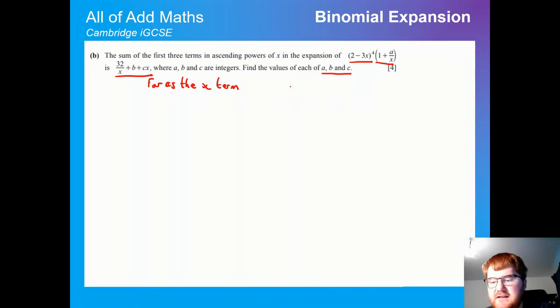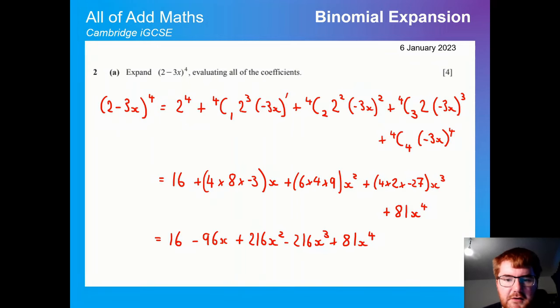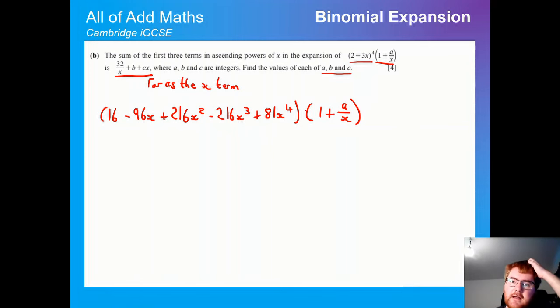So before I do anything, I'm just going to copy out what I did before. I probably don't need it all, but I'm just going to copy it out in full, just so I've got it here to work with. Minus 216x cubed plus 81x to the power of 4 times 1 plus a over x. So essentially that's what I'm considering here.